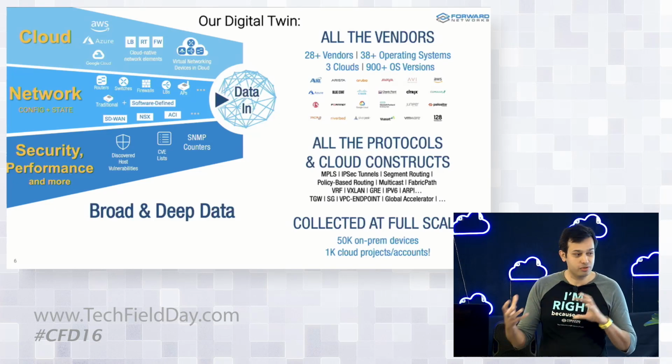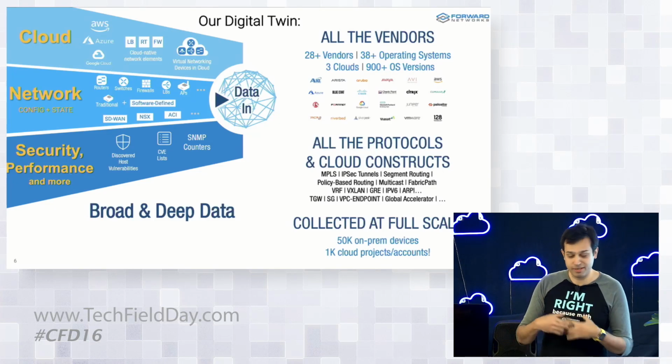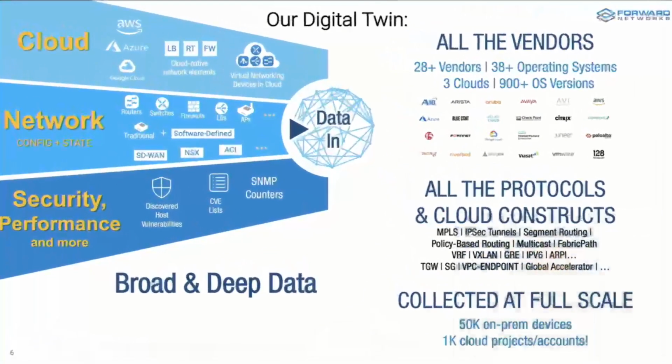We support all sort of networking protocols, whether it's underlay and overlay, tunneling mechanisms, multicast, you name it, plus all the cloud constructs. And we have been deployed at very large enterprise networks with more than 50,000 on-premise devices. These are not end hosts, but actual switches and routers and devices in the core of the network. And we have been deployed to environments with more than 1,000 cloud projects, accounts, and subscriptions. So broad and deep data is sort of half of the story.